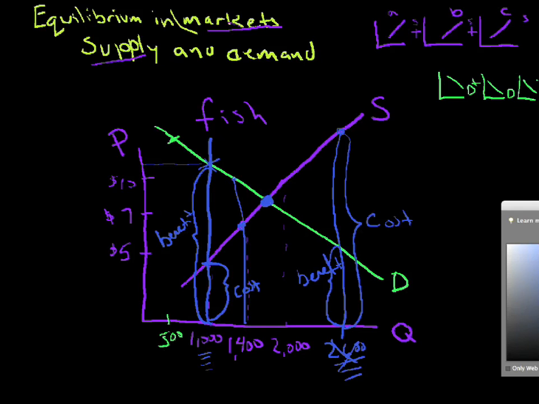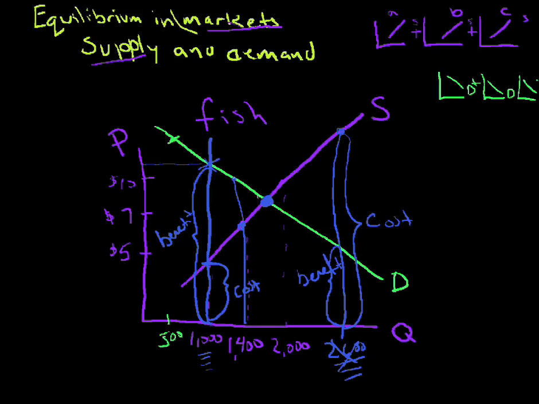Let's change colors for this dramatic moment here. Right here is the moment, because right there where supply equals demand, at about 1,800 pounds of fish, here's the key. Here is where the marginal benefit equals the marginal cost. You go past that, cost is greater than benefit. You don't want to do that.